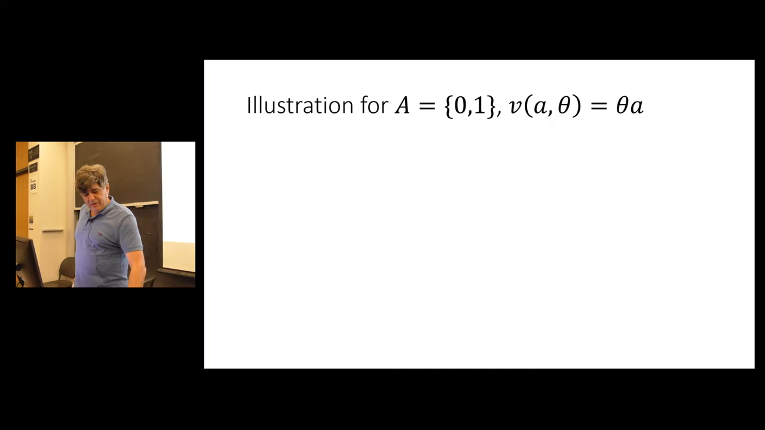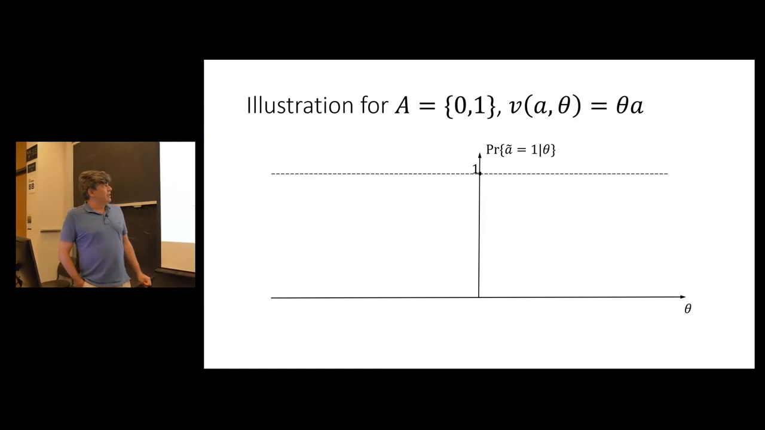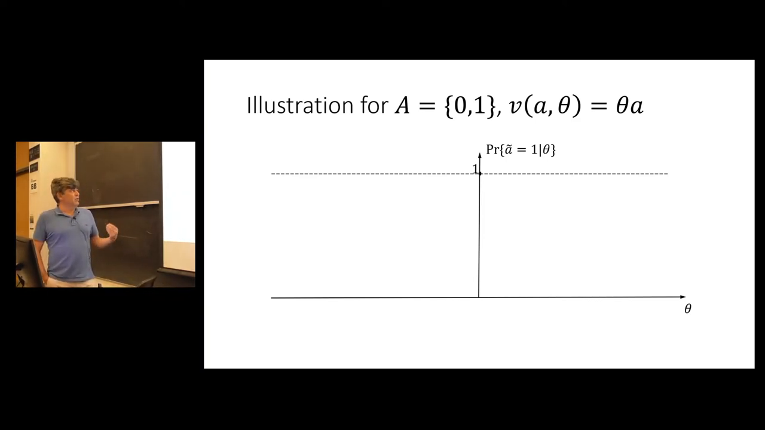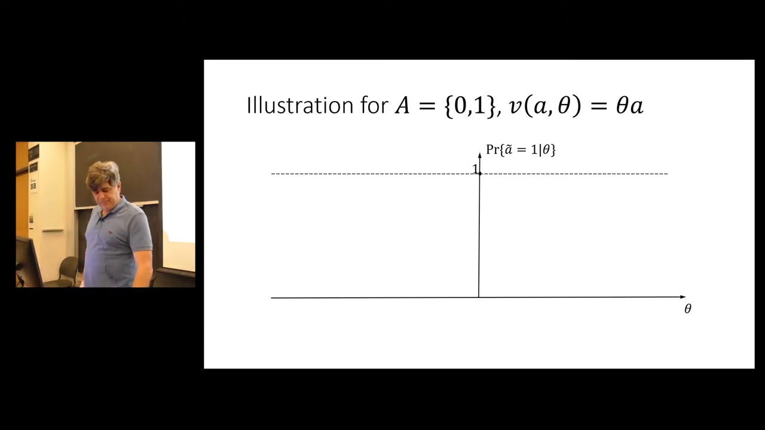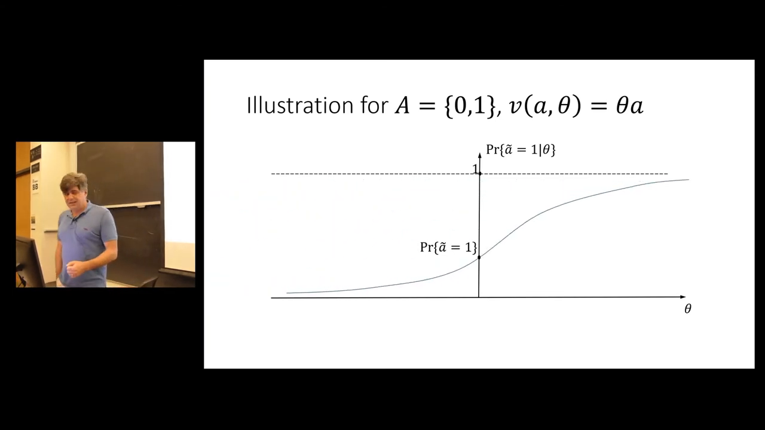Okay, so here's an illustration, a special case where you have two actions and the payoffs are zero and one. You can think of zero as not acting, one as acting, and the payoff from acting is theta. So theta is the payoff for acting versus not acting. You plot the probability of acting as a function of the state. If the state is zero, you're indifferent, you just stick to the prior probability. If the state is very high, of course, you approach a probability of one, because choosing one is a much better action. If the state is very negative, you approach zero. So this is a logit curve.